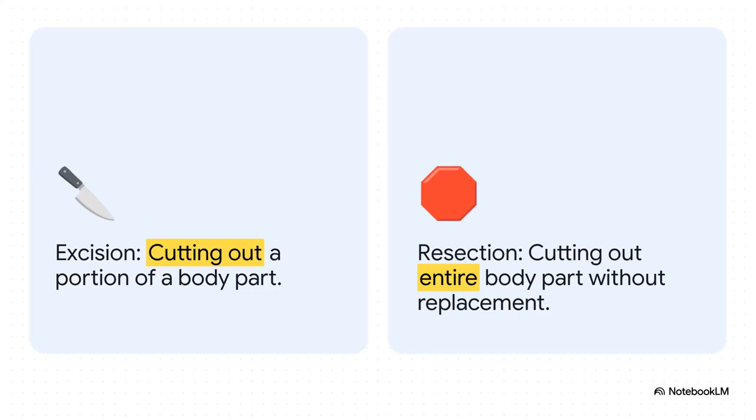Let's look really closely at character 3, the root operation. Here is a vital difference you absolutely must master. Excision versus resection. Excision means cutting out just a portion of a body part, like a partial nephrectomy or a breast lumpectomy. Resection, on the other hand, means cutting out the entire body part without replacement, such as a total nephrectomy or a total prostatectomy in our MDC 12 patients. Terms that sound kind of similar clinically are coded very differently in PCS.